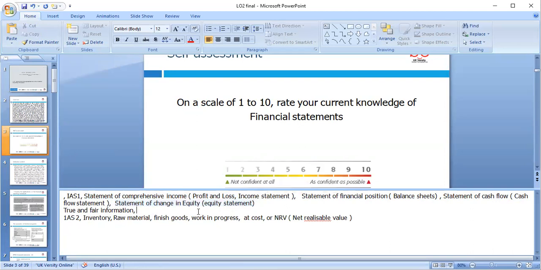Under IAS 1, the financial statements should always reflect true and fair information. What should true and fair information reflect? IAS 1, International Accounting Standard 1, report inventory, raw material, finished goods, work in progress. That's our IAS 2, how we can record the inventory in the books of accounts. That will be in our discussion as well. Any question from anyone?